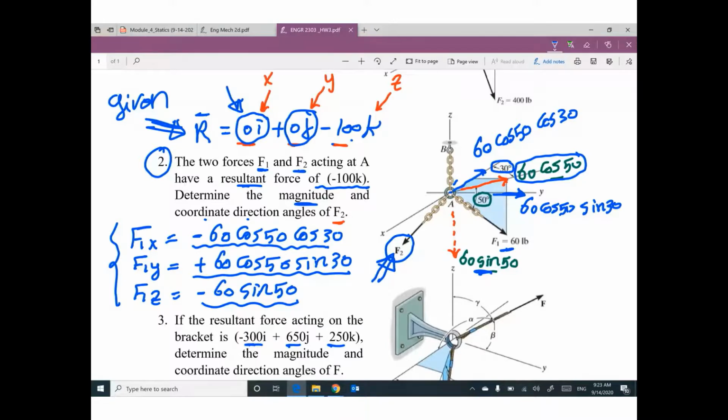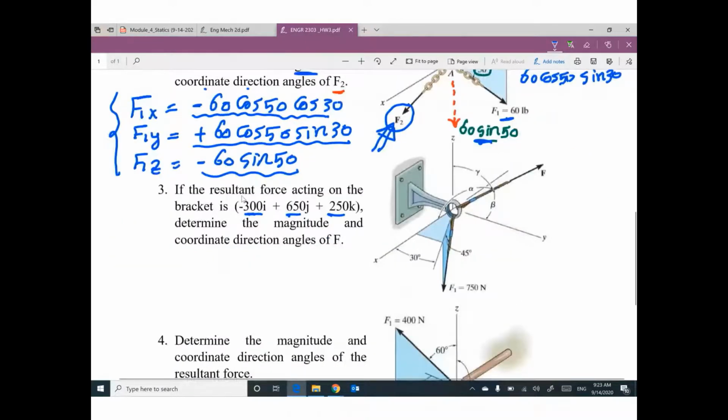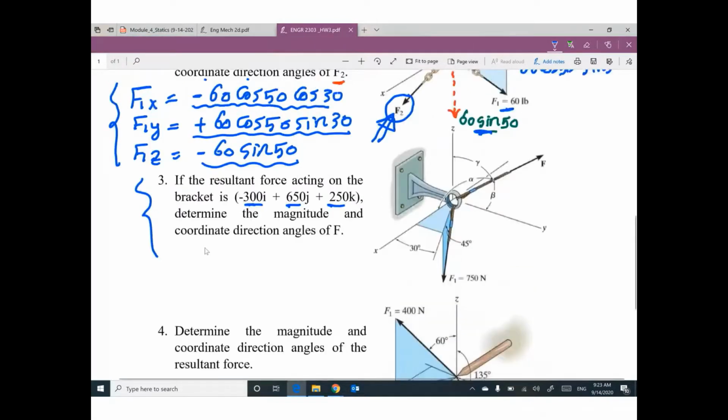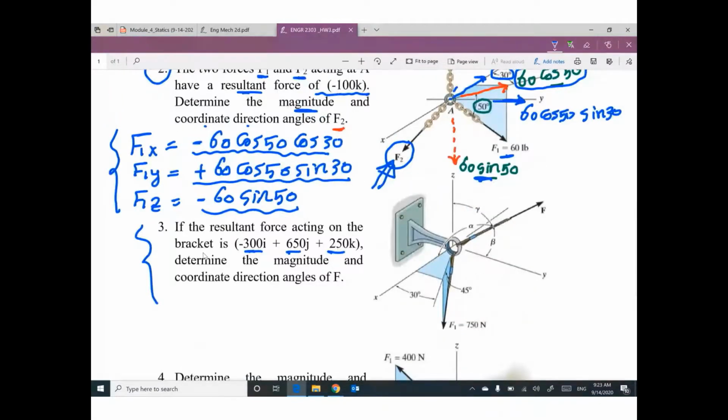This problem is exactly the same as this problem, nothing else changes, except the resultant force as a vector. We have three components: negative 300i, positive 650j, positive 250k. If F is not given and the angles are not given, go ahead and assume this F as Fxi plus Fyj plus Fzk. For F1, go ahead and break this force into three components.